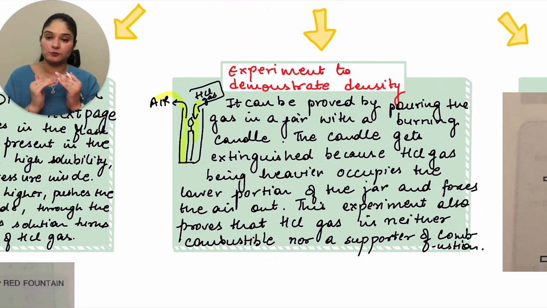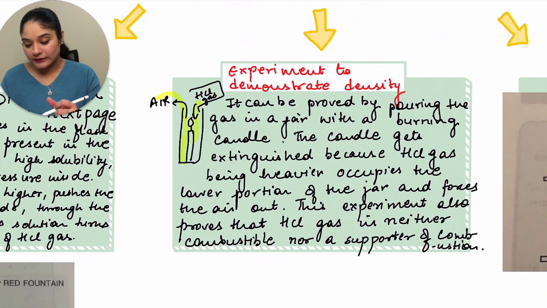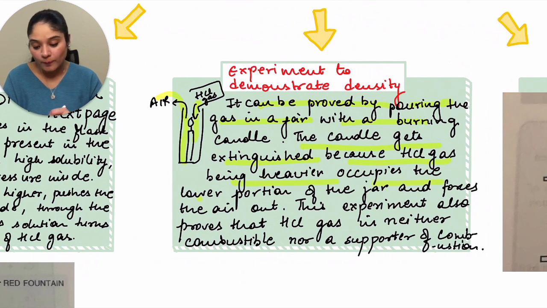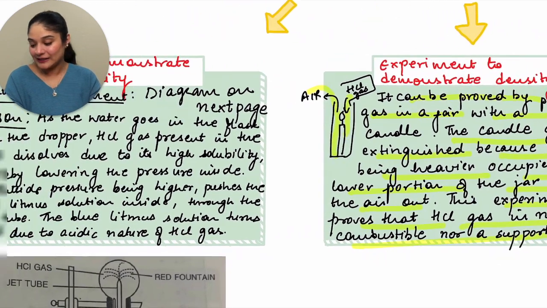So this experiment tells us that HCl gas is heavier than air. So let's read it. It can be proved by pouring the gas in a jar with a burning candle. The candle gets extinguished because HCl gas, being heavier, occupies the lower portion of the jar and forces the air out. This experiment also proves that HCl gas is neither combustible nor a supporter of combustion. Extremely simple experiment, but it can come in the exams. Okay, let's move to the next one.